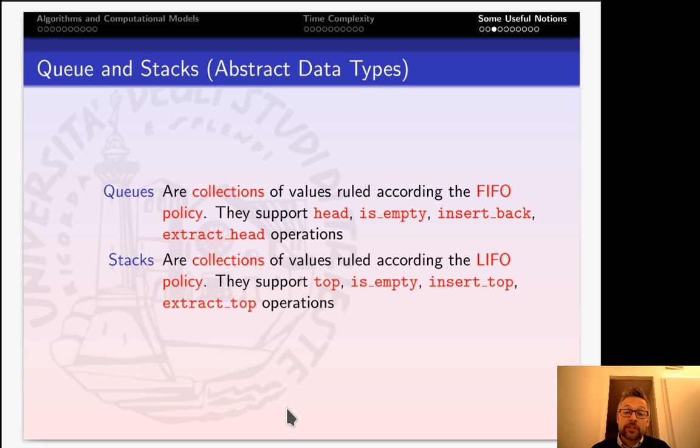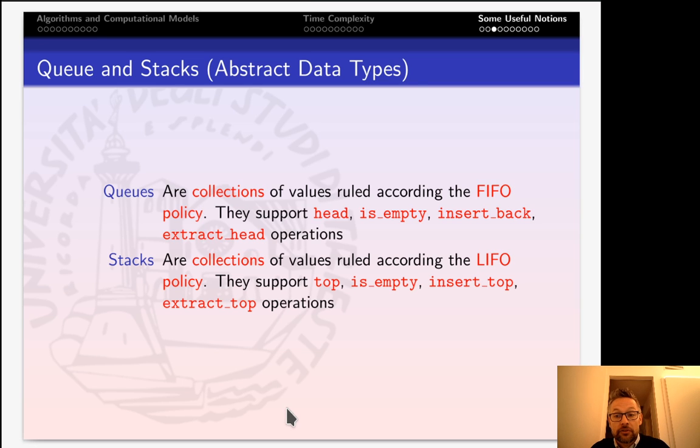So what about stacks? What are stacks? Stacks are again collections of values ruled according to the LIFO policy. So last in, first out. You can imagine stacks like stacks of dishes. When you put many dishes one over each other, you end up with a stack. And of course, the best way to remove from the stack is to take the element at the top of the stack and not at the bottom. And this is a stack.